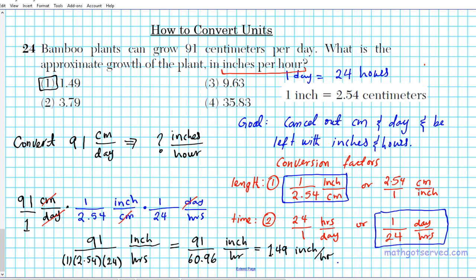So this is basically how you convert units, ladies and gentlemen.